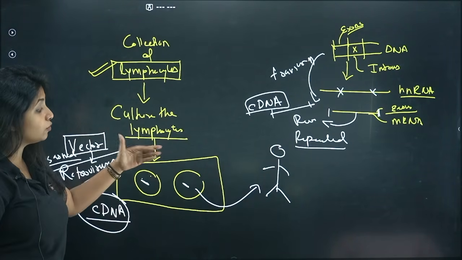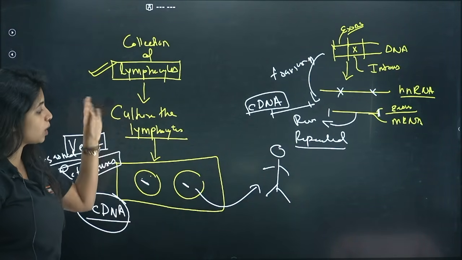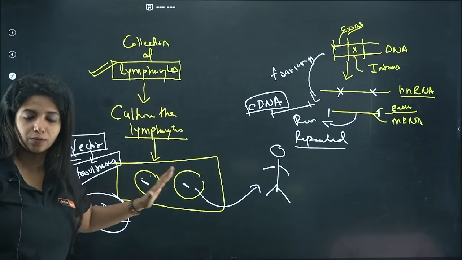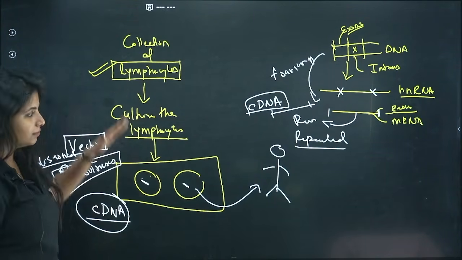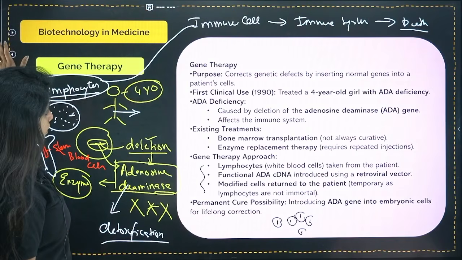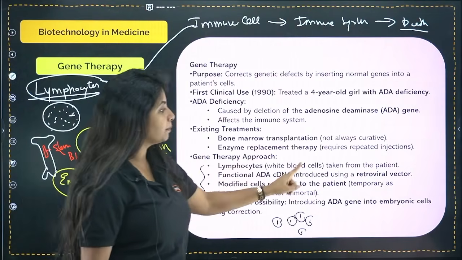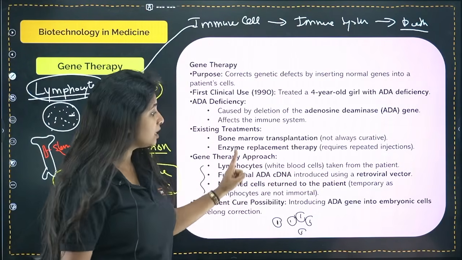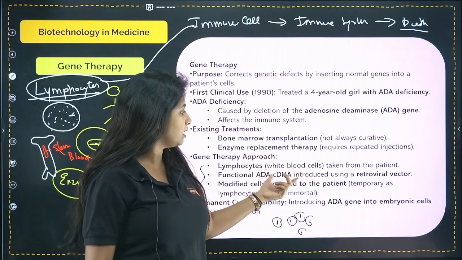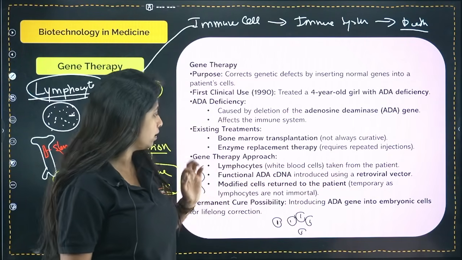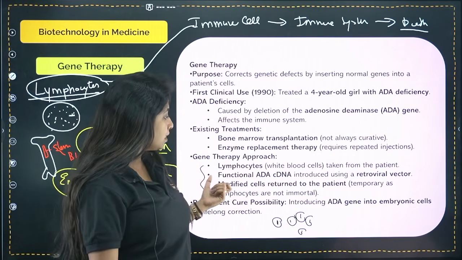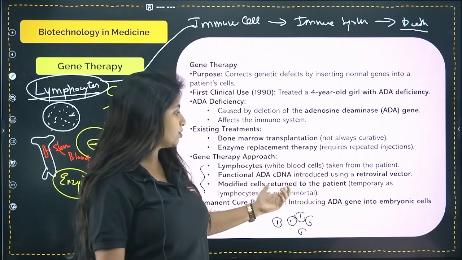So please remember the flow. Usually we get confused. We think that culture comes afterwards. No, culture comes first according to your NCERT. So you have to remember it like that only. Okay, done. So this is how it goes. Now, I'll come back over here. Lymphocytes, white blood cells, are taken from the patient. Functional ADA-cDNA, ADA meaning adenosine deaminase, complementary DNA, is introduced using a retroviral vector. Modified cells are returned to the patient. And then remember, it is temporary, as lymphocytes are not immortal.